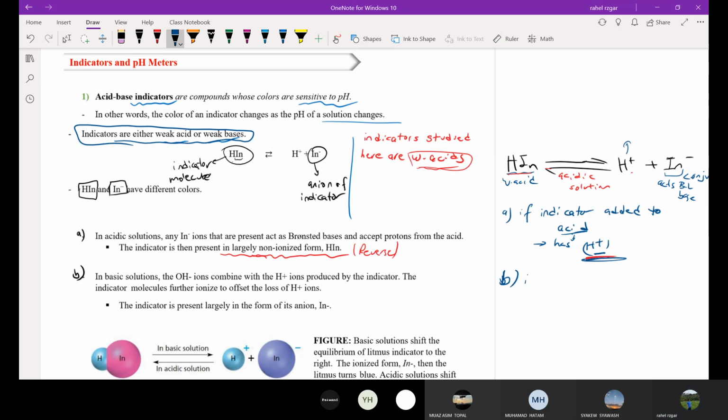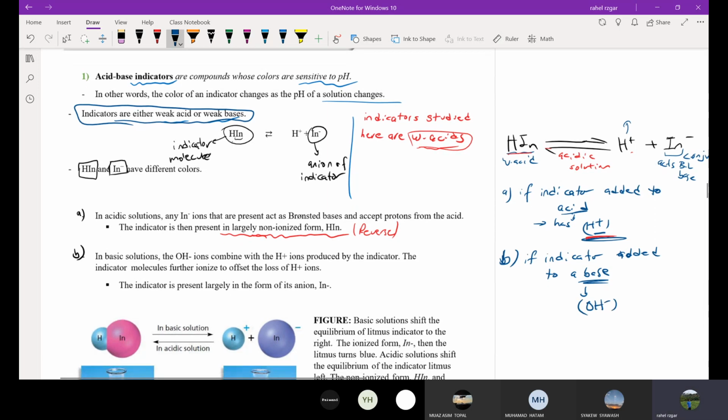B. What about if you add an indicator to a base? What do we have in a base? OH. All right. What does OH do? OH is a strong base. You remember from chapter 3, we said OH is a strong base.